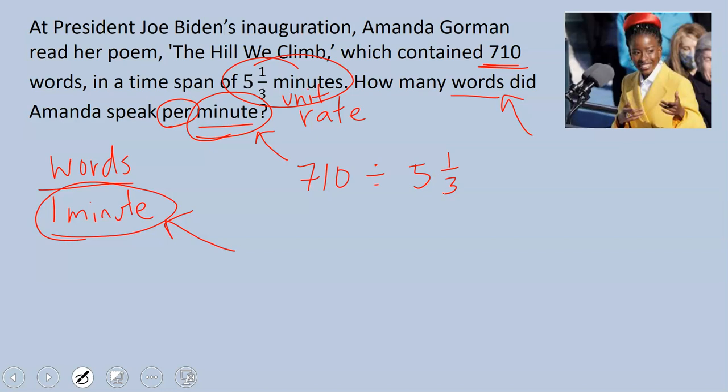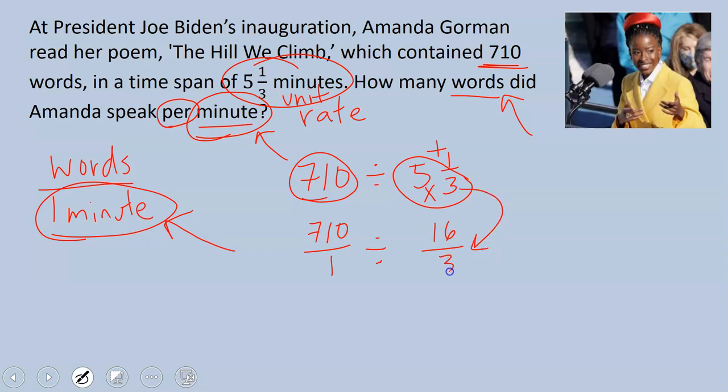So now, when we're taking a mixed number and an integer and we're dividing them, we need to change both to fractional form. To change an integer to a fraction, place it over 1. And then I'm going to change this mixed number to an improper fraction by multiplying the 5 by the denominator and getting 15, then adding the numerator 1 to the 15 to get a new numerator of 16, and the denominator remains the same.